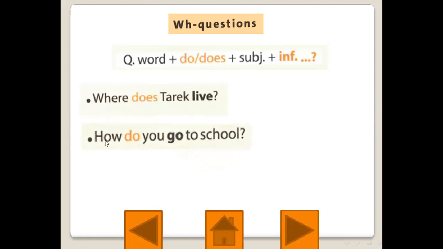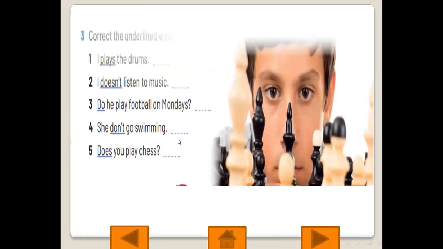Another sentence. How do you go to school? How here is a question word, and then followed by do because the subject pronoun is you. And then we write the infinitive. This is all you should know about the simple present tense. Now try to answer this simple quiz to make sure you understand.